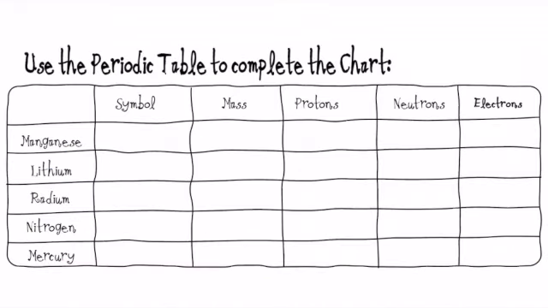So use your periodic table to complete the chart. So the first element is manganese. Manganese symbol is Mn. Has a mass of 54. It has 25 protons. That's the atomic number. The electrons would be equal, and our neutrons would be 54 minus 25, so 29 neutrons.